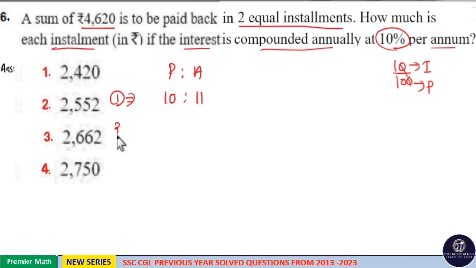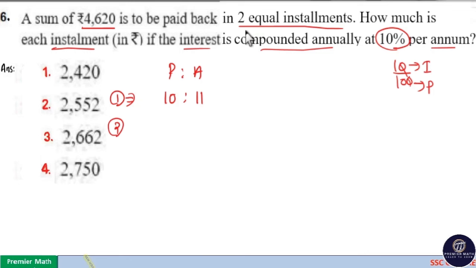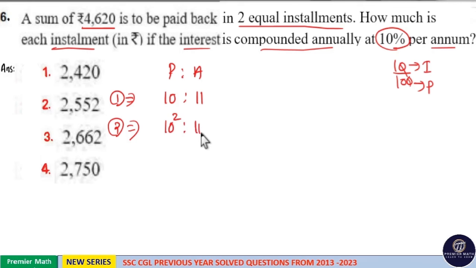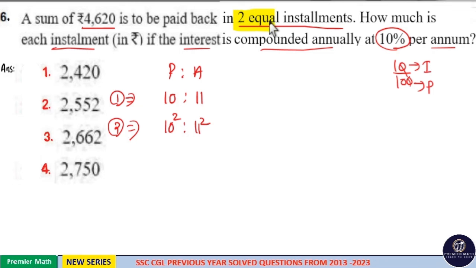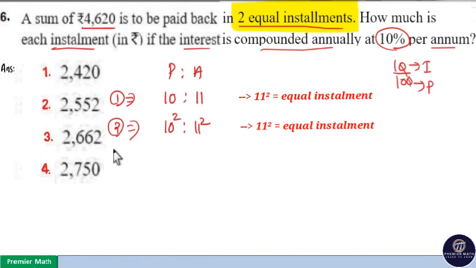Now for the second year, we have to pay back in 2 equal installments, which means for the second year, principal is 10 square and amount is 11 square. The question clearly says this amount should be paid back in 2 equal installments, which means we have to equalize this amount part. If for the first year it is 11, for the second year it is 11 square.